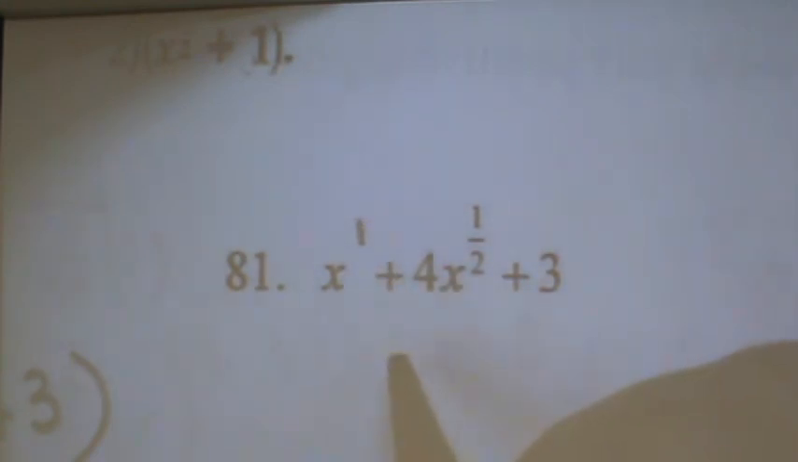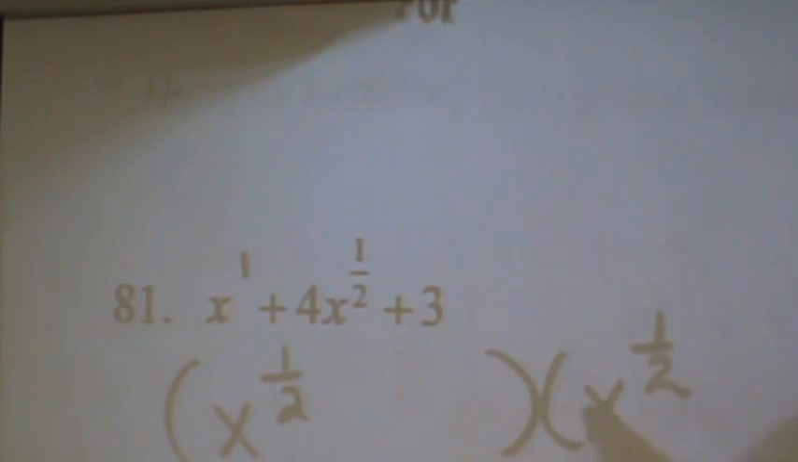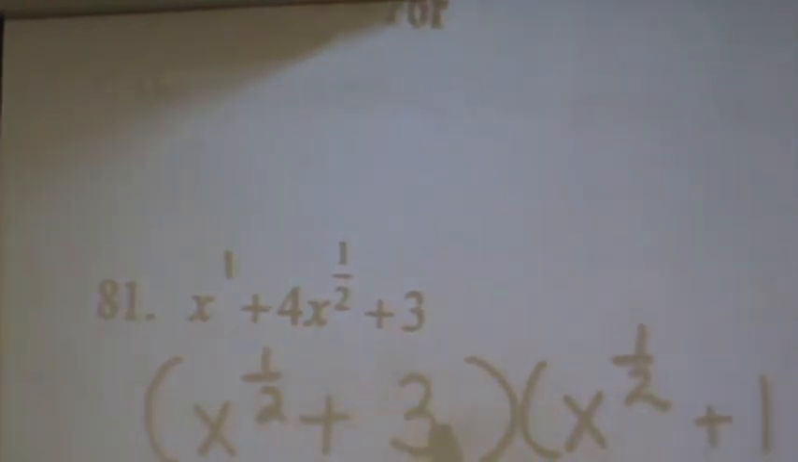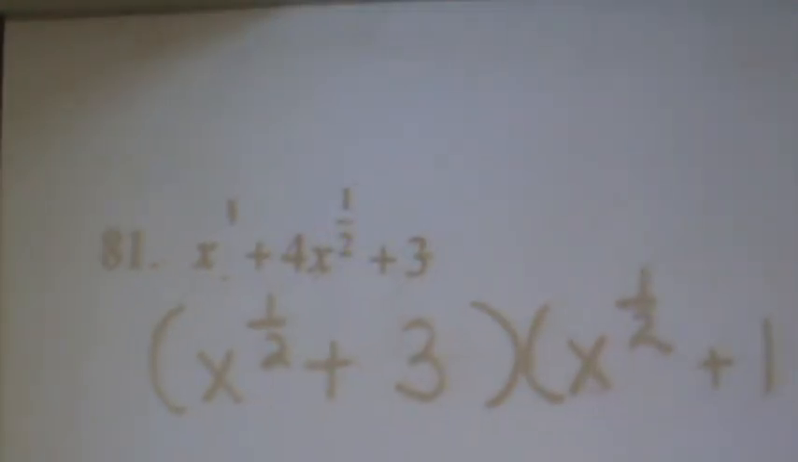This one, you're going to break up, this is actually one whole right here. So you're going to make this 1/2 and 1/2. And what times what is 3 but adds to be 4? You got a 3 and a 1 here. So if you were to FOIL this out, x to the 1/2 times x to the 1/2 is x. And then x to the 1/2 times 1, and 3 times x to the 1/2 is 4x to the 1/2, and 3 times 1 is 3.